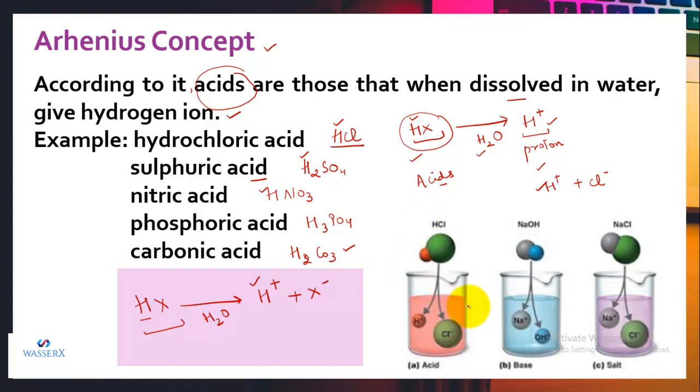As you can see in this figure, we have acids. We'll just consider the first figure, that is acid. You can see here we are adding HCl, and when HCl is added to water, it is getting dissociated to form the hydrogen ion and chloride ion. So that means the acids are hydrogen ion donors.